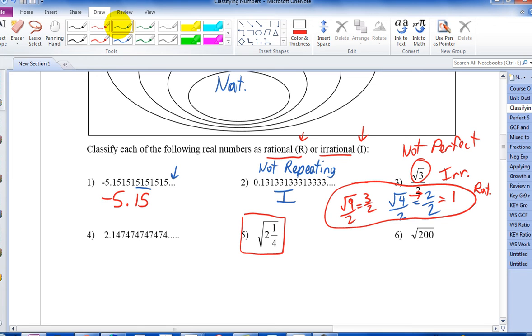Okay, next one. What do you think? Jaspreet. Rational? Why? What's repeating? Good. Okay. So it takes us a while to get there, but eventually we do. So we can write the number like this. So it is a rational number. Okay. So number 1 is rational. Number 2 is irrational. 3 is irrational. 4 is rational. What about number 5?